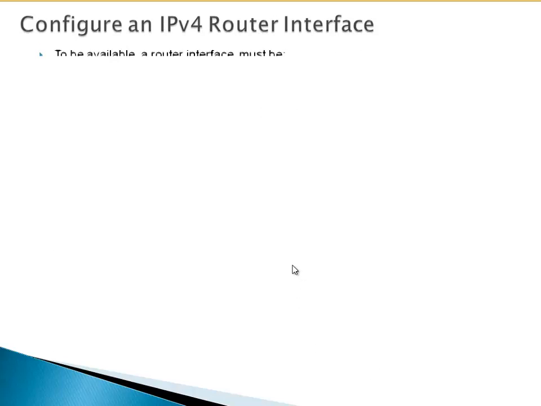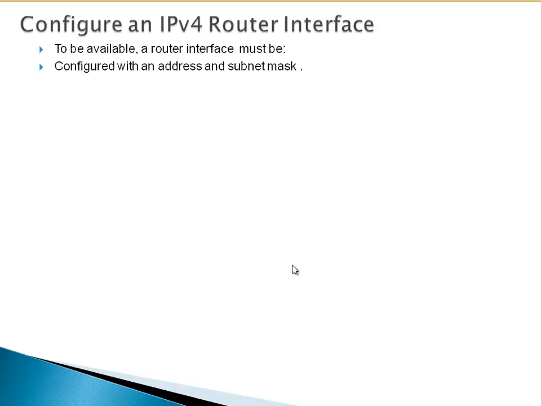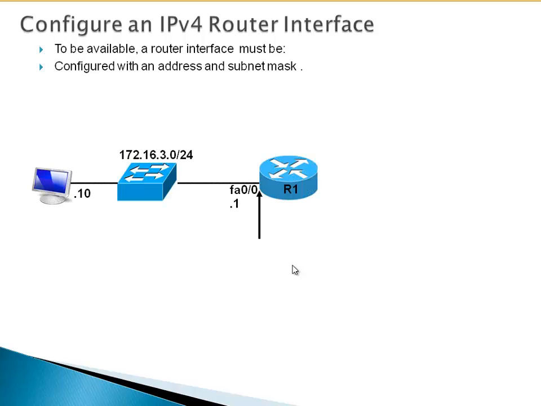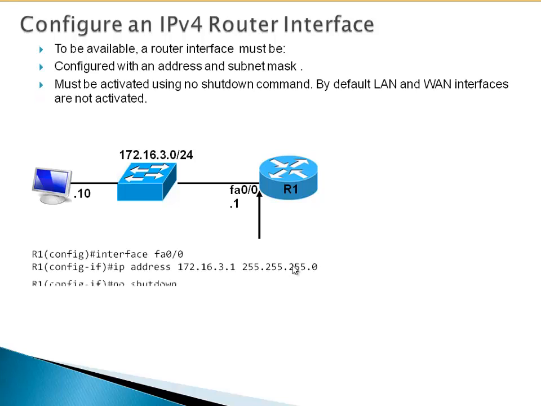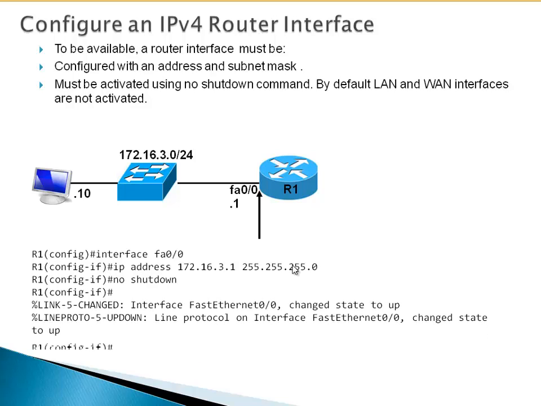To configure an interface on the router, the router has to have a configured IP address and a subnet mask. We just saw this live on the router: we went to interface FA0/0, gave an IP address, and then you must activate the interface by using the no shutdown command. When you do that, you will get a message that says changed state to up.